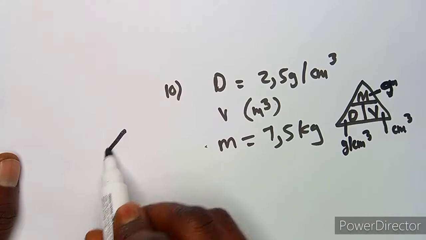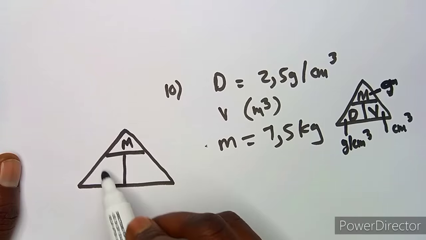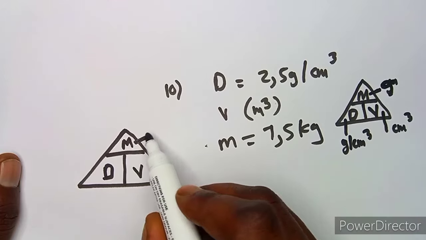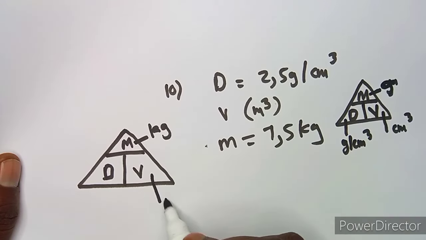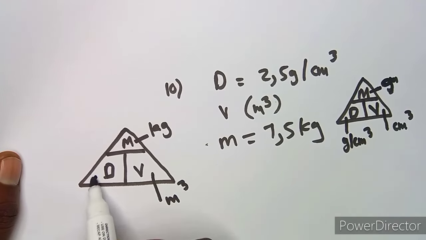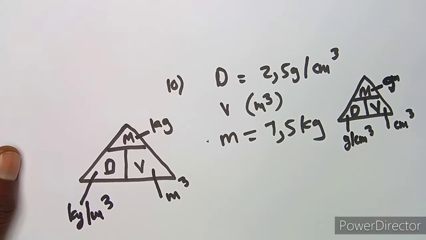But if you are to use your mass from your MDV there in kgs, that means your volume is going to be in cubic meters for that particular moment, and your density is going to be kg per cubic meter. So these units go hand in hand.